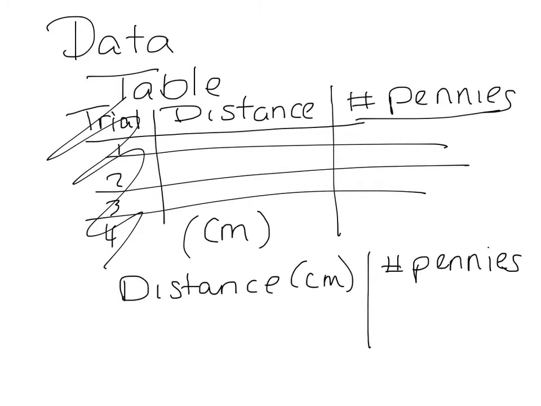Your data tables are going to change all the time based on the labs you're doing. So you have to think what you're measuring, what you're needing to know. Are you going to have another column for an average if you're taking multiple trials to get an average to get one number to plot?